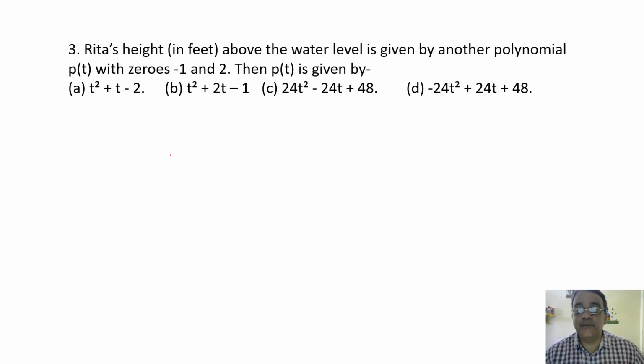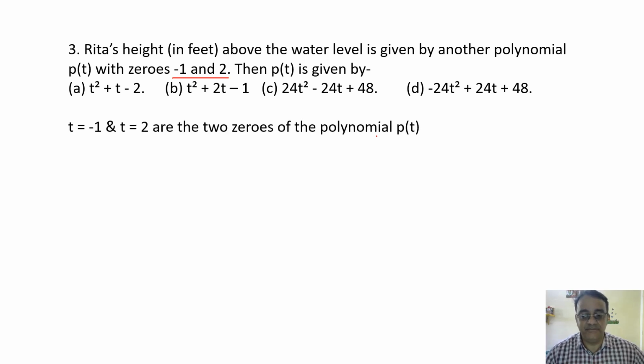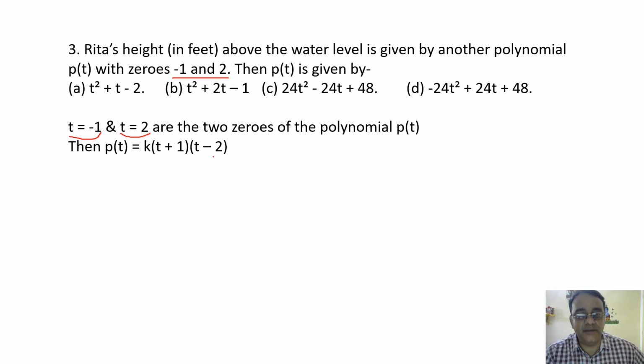Rita's height in feet above the water level is given by another polynomial, that is p of t, with zeros -1 and 2. So then p of t is given by what? Right. So first t is equals to -1 and t is equals to 2, these are the zeros, it is given. So we'll find first. This means t plus 1 and t minus 2 will be the factors of that polynomial. So we can write k into t plus 1 into t minus 2, right? And when t is equals to 0, the height will be 48.